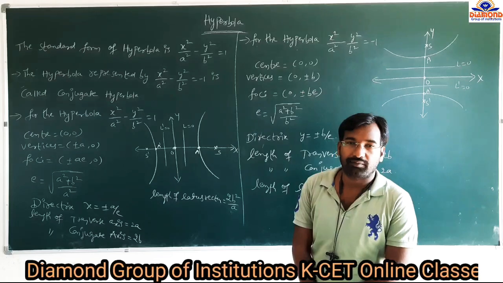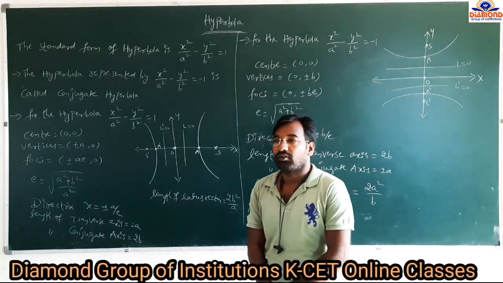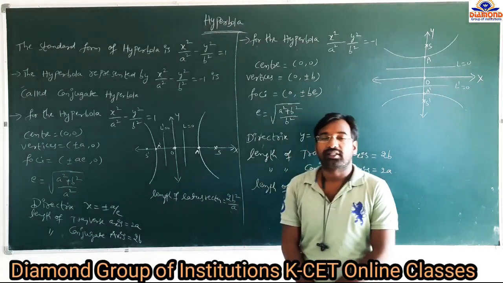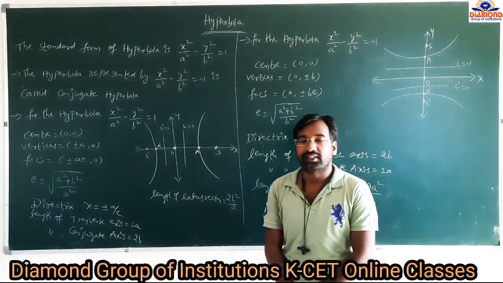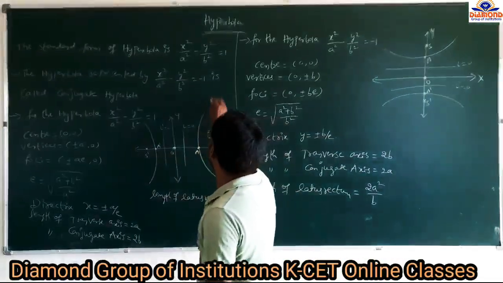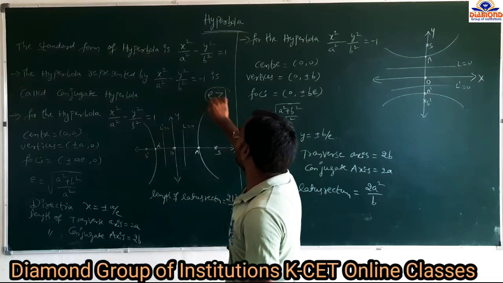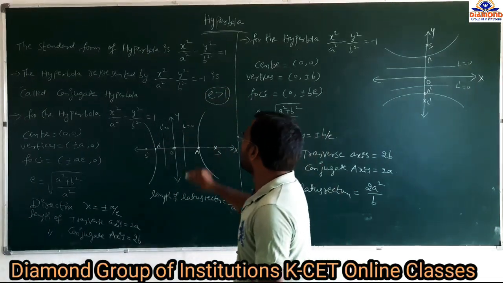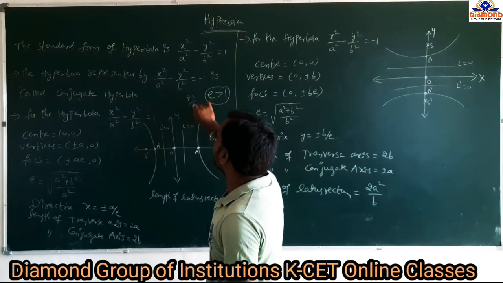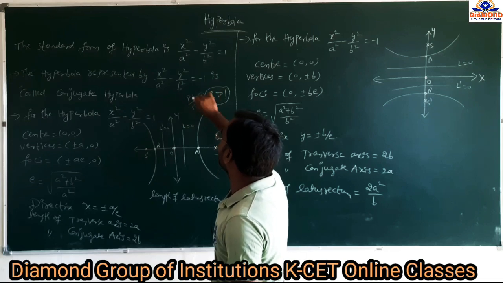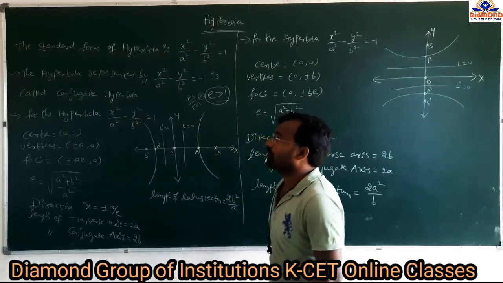Today, we discuss the topic hyperbola. A conic is said to be a hyperbola if its eccentricity is greater than 1, E greater than 1. E is generally PS by PM, that is PS by PM equal to E. The E value is always greater than 1 for a hyperbola.